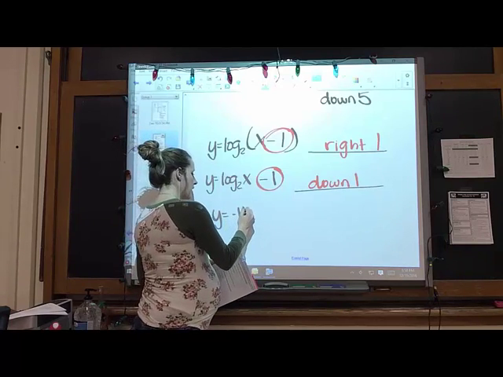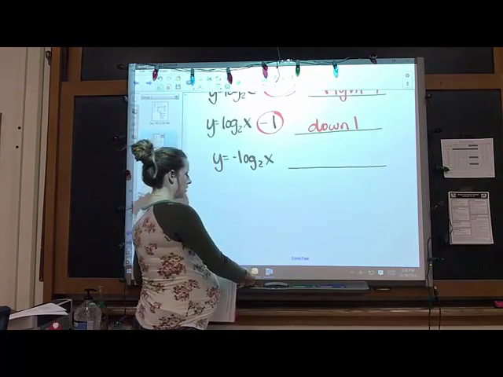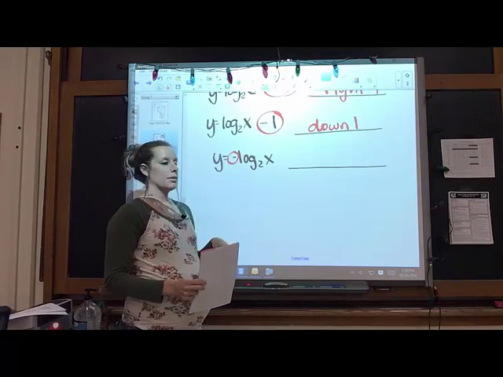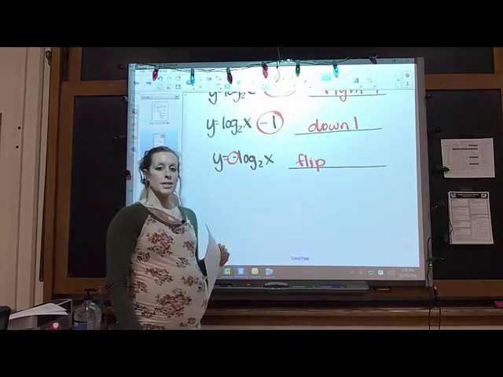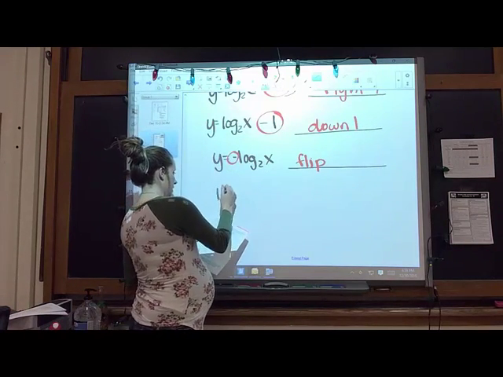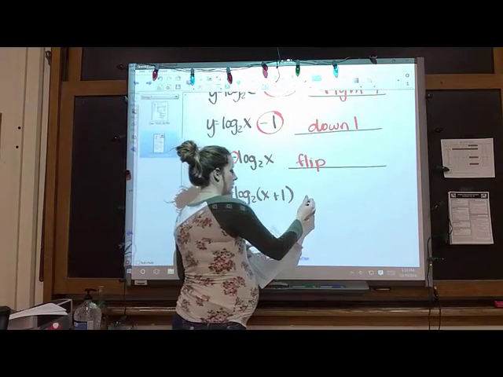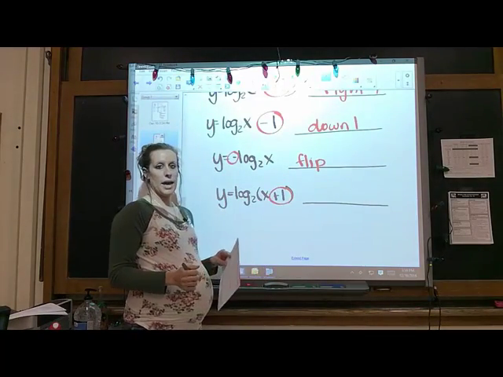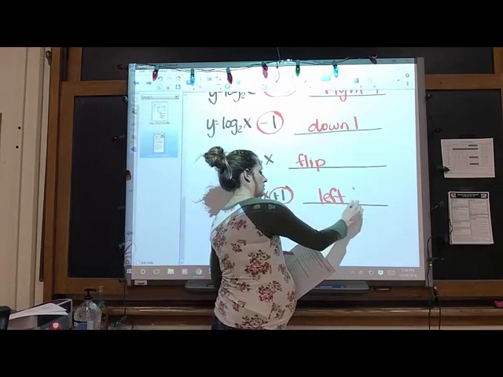y equals negative log base 2 of x. This one has a negative out in front. Remember, the negative is going to flip it. So you can say flip, or you can say reflected over the x-axis, either one. Next, y equals log base 2 of (x plus 1). The plus 1 is in parentheses with the x, and it does the opposite. So it'll move it to the left 1.